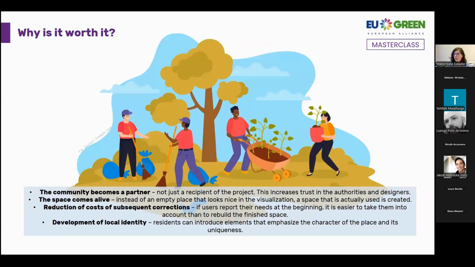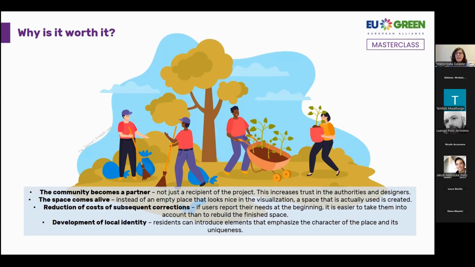And finally, a few words for the conclusion, for the summary. In general, we could say that the basis for planning such a space is the inclusion of the community as a partner, because they are not only the recipients of the project, they are the ones who are using the space, and this also increases the acceptance of the space.